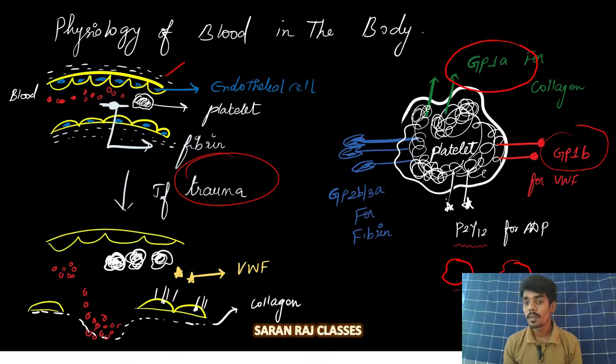So this forms the temporary plug only. In order to make it permanent, we have to link it with the fibrin molecules. To link with the fibrin molecules, the platelet has the GP2B/3A receptor for attachment with the fibrin molecules. So moving on to the next one.